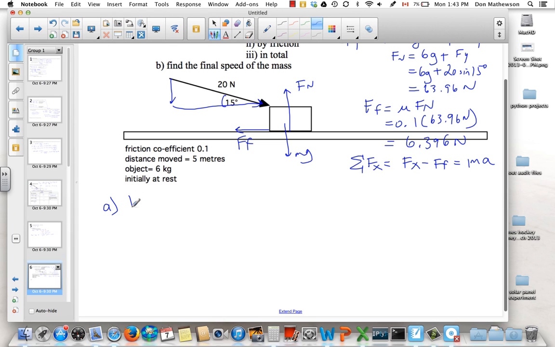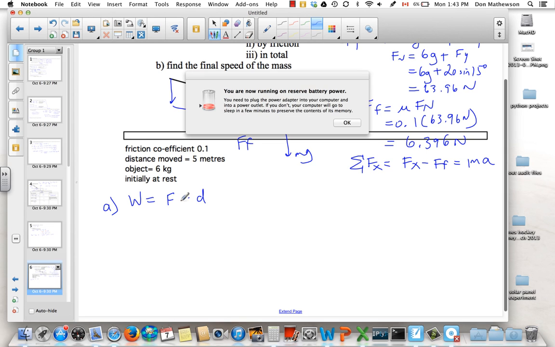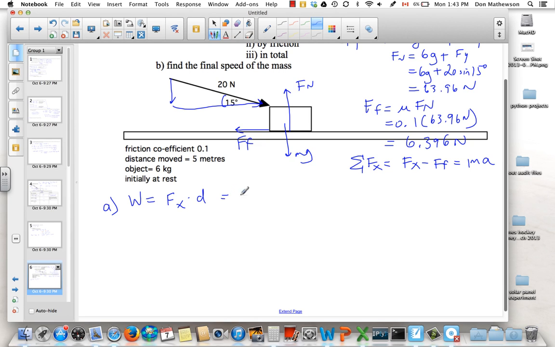Okay, so work done is going to be the component parallel to motion. Well, the component parallel to motion is the x component. And so that is going to be 20 cos 15 times the displacement, which is given as 5 meters. This works out to 96.6 joules of work done.